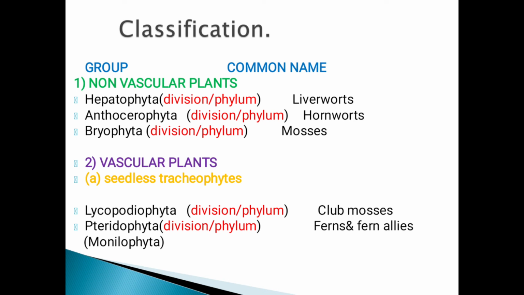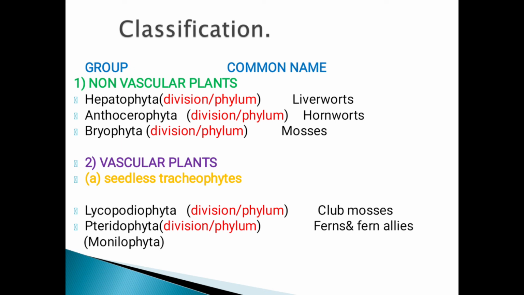Vascular plants are those that have tracheids, a xylem or a phloem. They are divided into two: the seedless tracheophytes and the seed tracheophytes. Those who have seeds and those who don't. The seedless ones are the Lycopodiophyta and the Pteridophyta, or Monilophyta. These are ferns and fern allies.